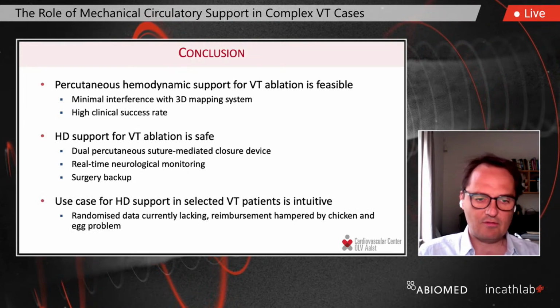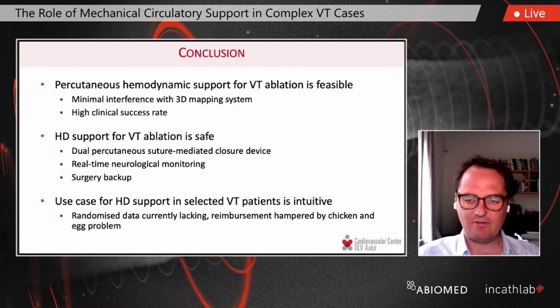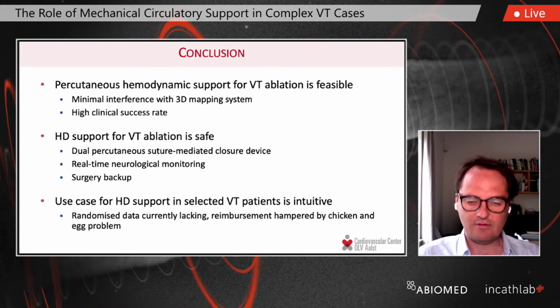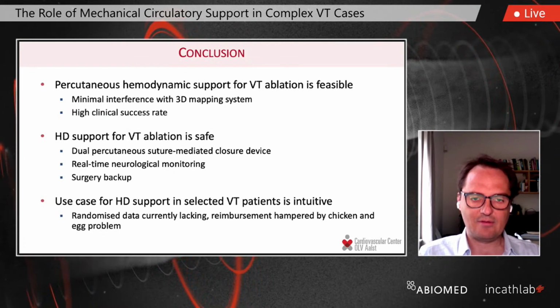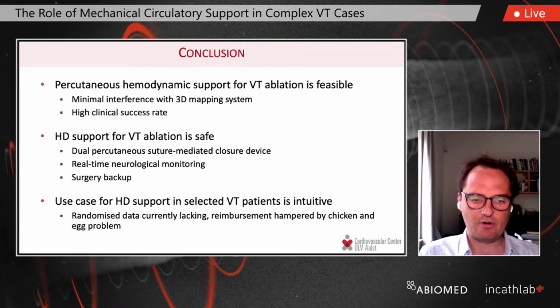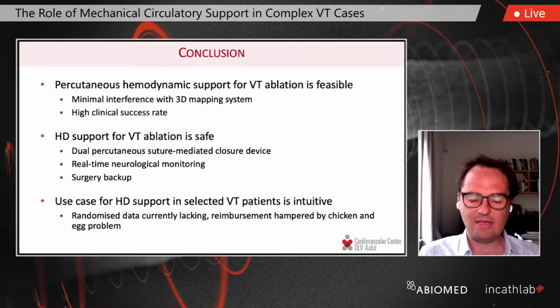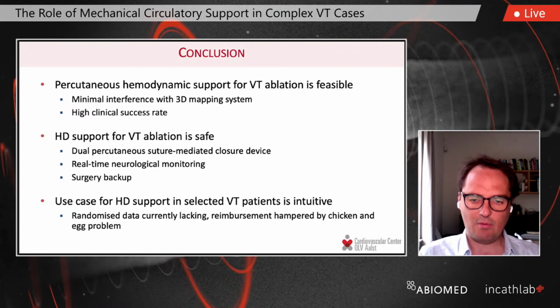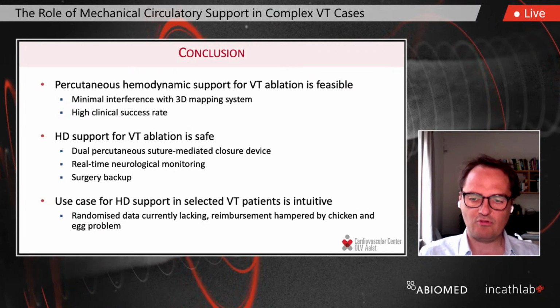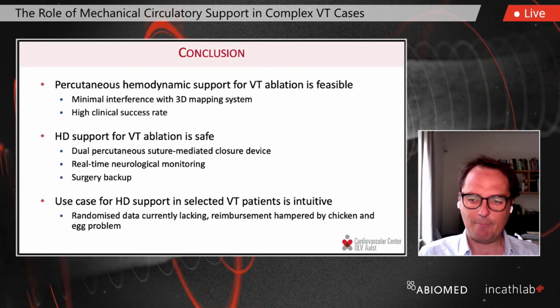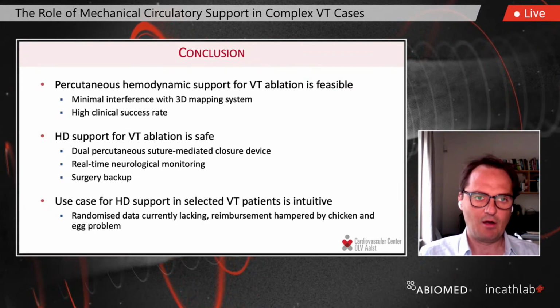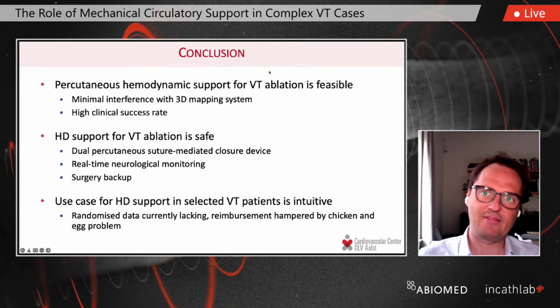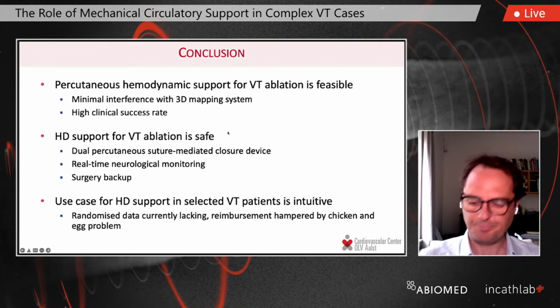I think the use case for hemodynamic support in selected VT patients is intuitive. There is no doubt that it is a sensible thing to do in selected patients. However, randomized data is missing, and reimbursement typically requires this randomized data, which means currently we are hampered by a chicken and egg problem of not being able to provide this randomized data.